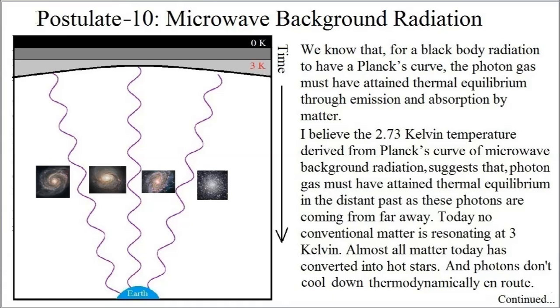We know that for a black body radiation to have a Planck's curve, the photon gas must have attained thermal equilibrium through emission and absorption by matter. I believe the 2.73 Kelvin temperature derived from Planck's curve of microwave background radiation suggests that photon gas must have attained thermal equilibrium in the distant past, as these photons are coming from far away. Today no conventional matter is resonating at 3 Kelvin. Almost all matter today has converted into hot stars, and photons don't cool down thermodynamically en route.